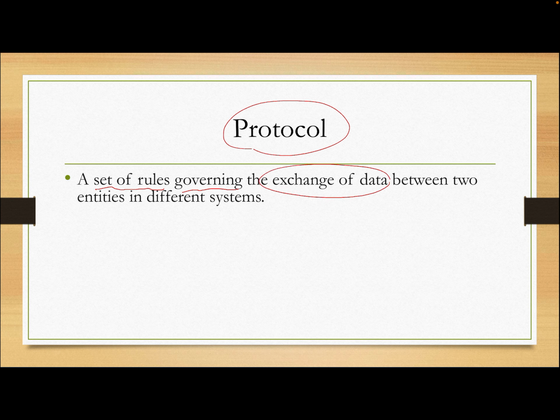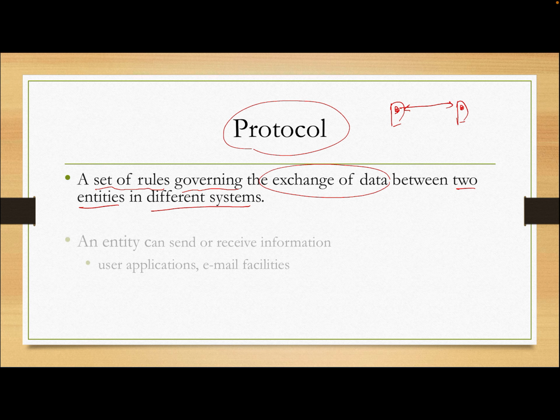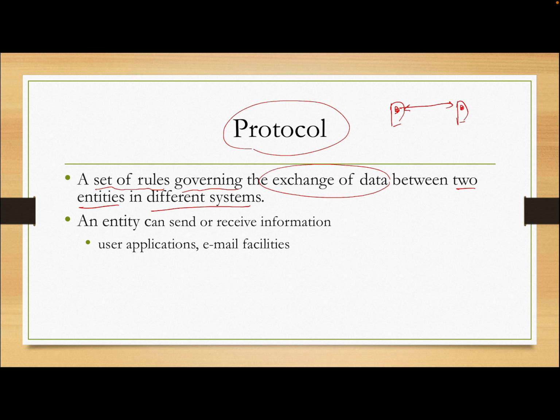What is a protocol? A protocol is a set of rules that manage or govern the exchange of data. So you want to do data communications, communicate between two entities in different systems. So you basically have two systems, and then you have entities in them, and you want to communicate between them. So this is the protocol. We have to do this to make communication possible.